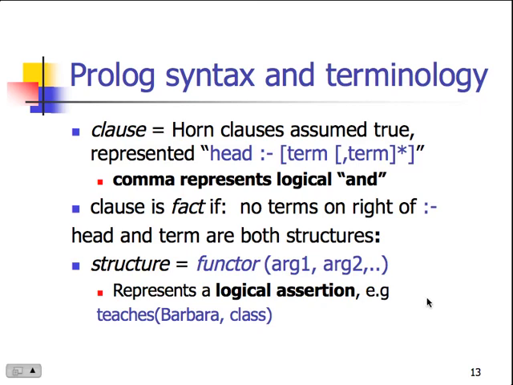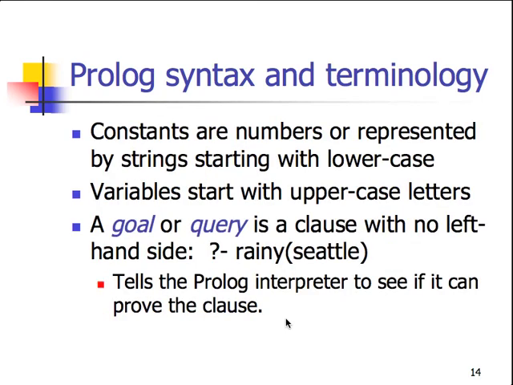It represents a logical assertion. So teaches(Barbara, class). That would be the association between them, and this is what we would type in. We put a dot at the end, not a semicolon. Each statement is terminated by a dot. If you're going to load up a bunch of data, you don't have to put the dot in. You can just go teaches Barbara, comma, class. Students take, comma, basically you're just stating facts or assertions.